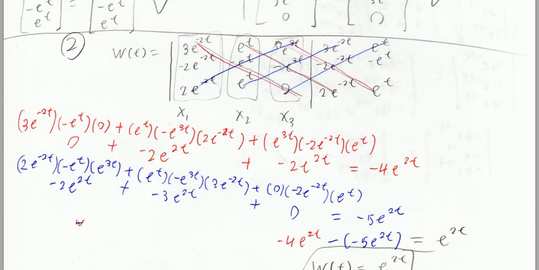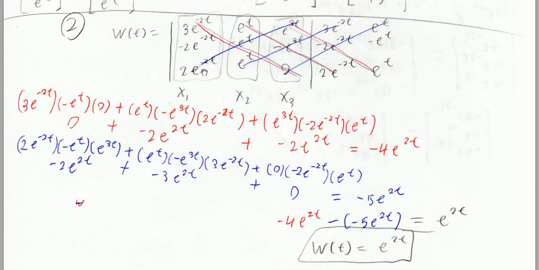Okay, so we do the same thing for the blue lines. Find the product of each line and then sum them all together. So let's say first line, 2e to the negative 2t times negative e to the t times e to the 3t. You can see that becomes negative 2e to the 2t. And then right here, this second line becomes negative 3e to the 2t. And then this 0 just makes the whole thing 0. So the sum of all these products is equal to negative 5e to the 2t.